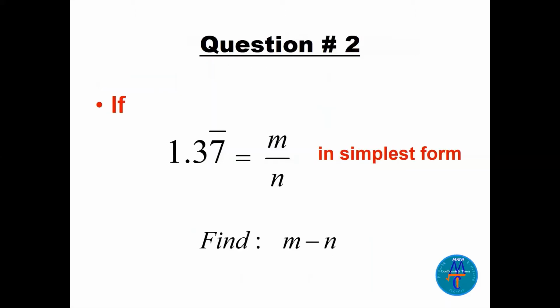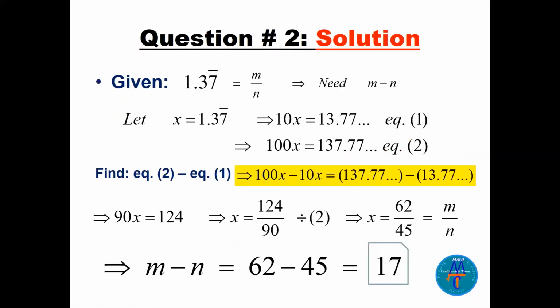Let's see question 2. If 1.377777, you see this one is repeating. That's a repeating decimal. 1.3, 3 is not repeating, the 7 is repeating. 1.37777, that's a rational number. Let's call it m over n in simplest form after you simplify it. And let's find m minus n so that the answer will be one number. This is like exam type. Let's see. So I start for sure with this number 1.37777, or 1.37 dash. Let's call it this one x.